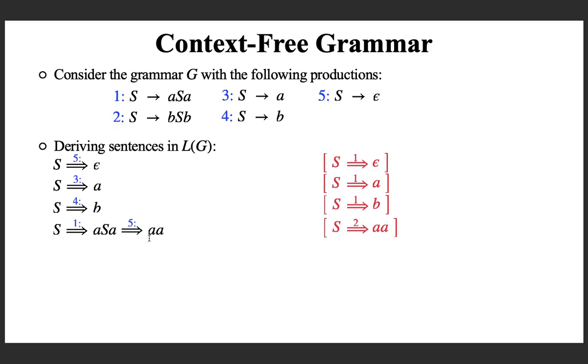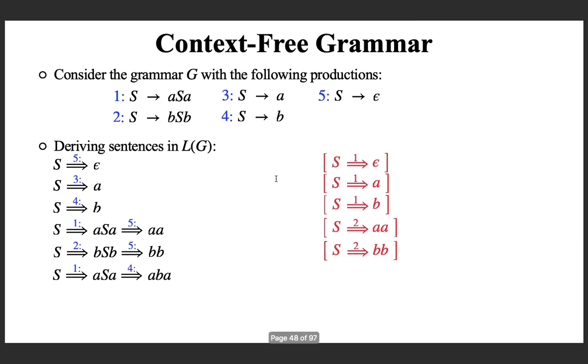Now let us look at the next example. You apply production number 2, you are getting this. Then on this capital S, apply production number 5, you are getting BB in 2 steps. Now try applying production number 1, you are getting this. Then on this capital S, you apply production number 4. So you are replacing capital S with B, you are getting ABA in 2 steps.